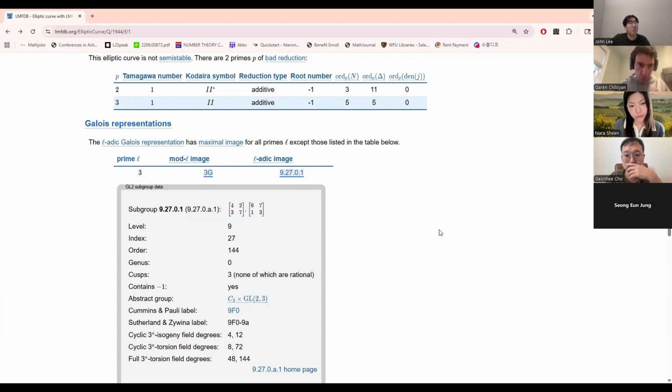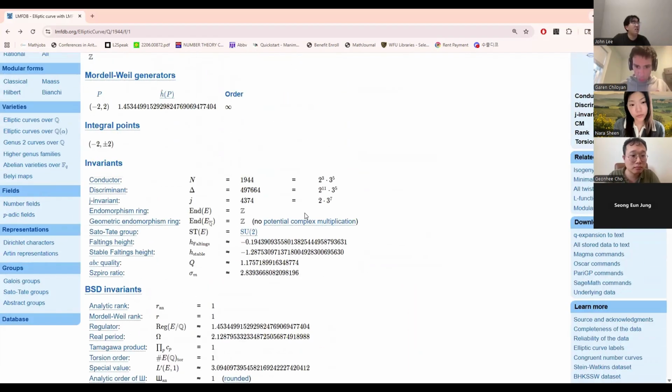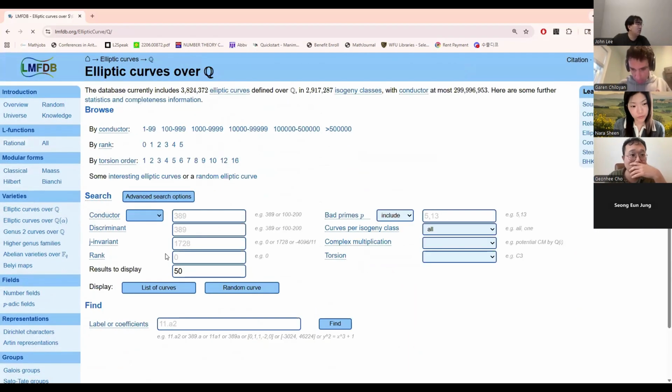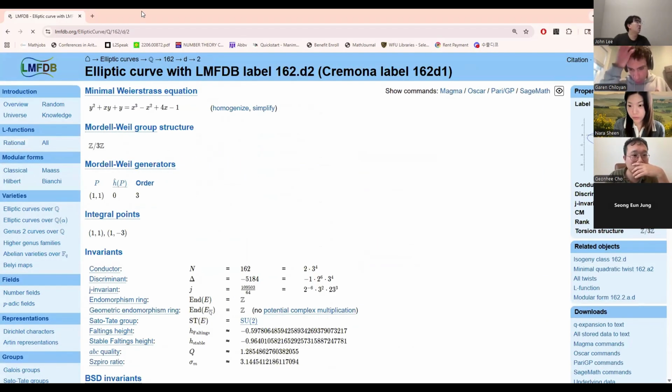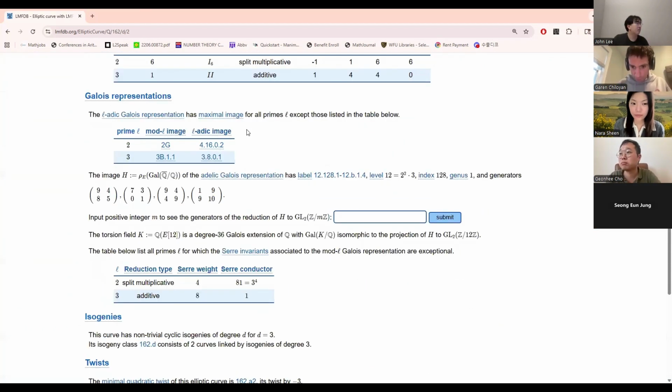Another example is proposed by Jeremy Rouse, who's at Wake Forest, and David Zureick-Brown. I don't know where he is currently. And they come up with an example for the 2-adic case. So their example is 162.d2. So yes, you now know that the conductor is 162. The isogeny class is D. D2 means it should have at least one elliptic curve that is isogenous to this one. D1 and D2 should be isogenous.